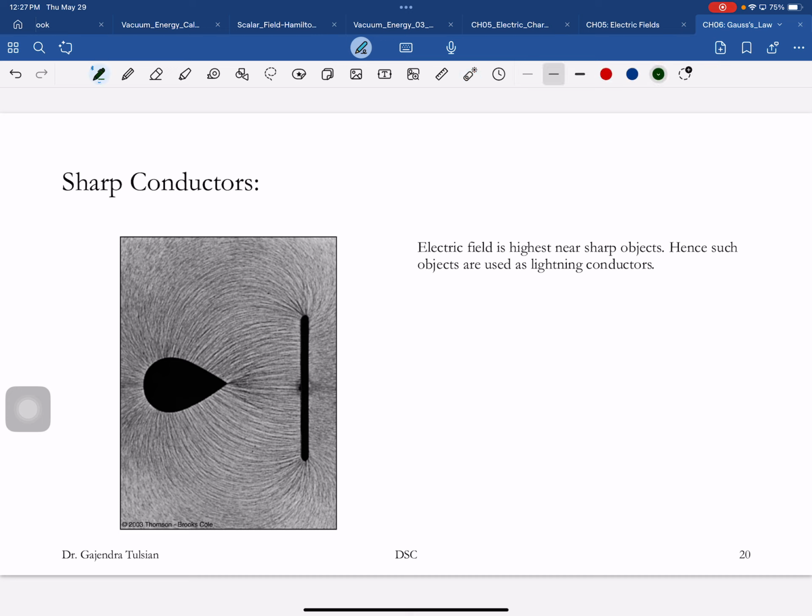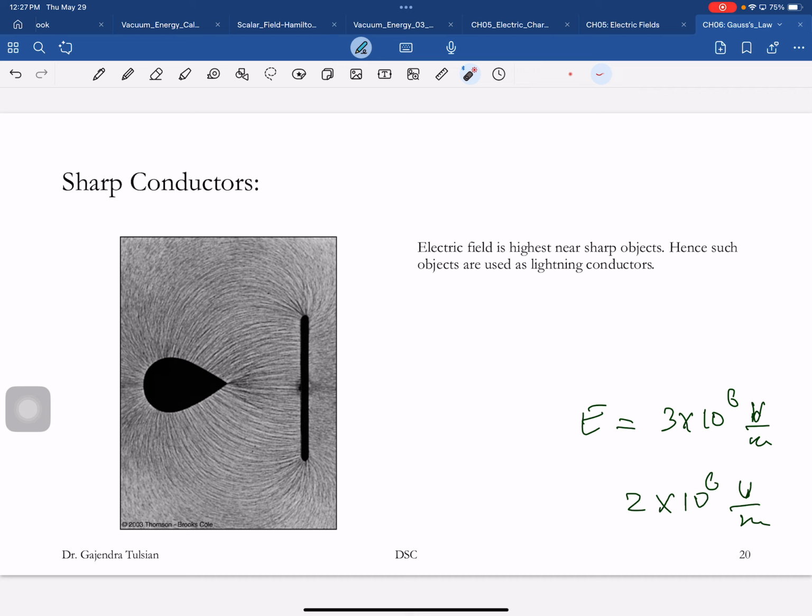What do you need to create a spark? 3 times 10 to the 6 volt per meter or newtons per coulomb. What about if you have an electric field strength of 2 volt per meter? Yeah, you won't be able to make a spark.